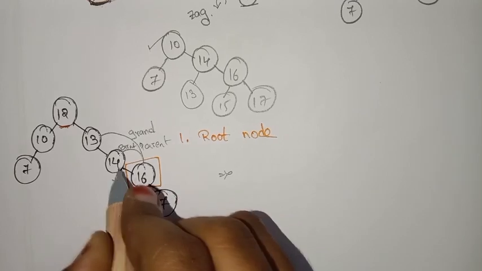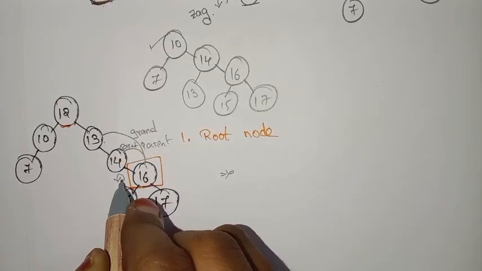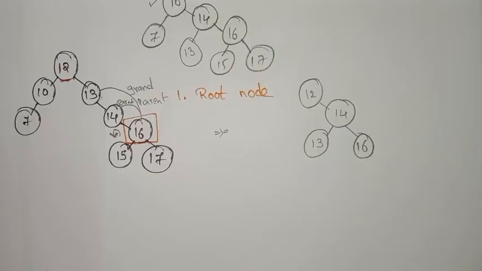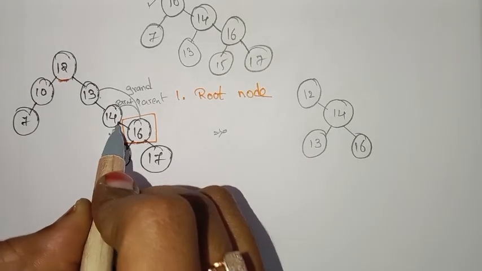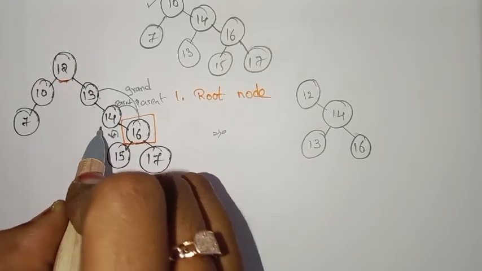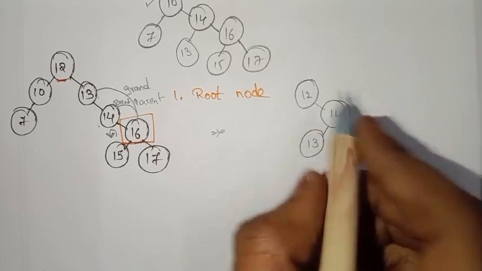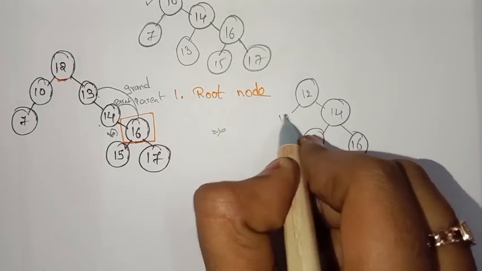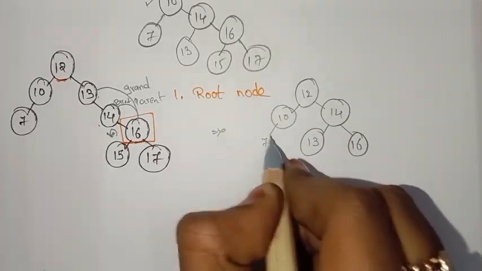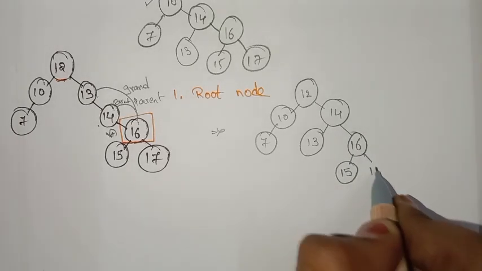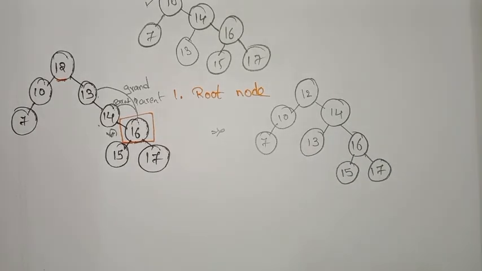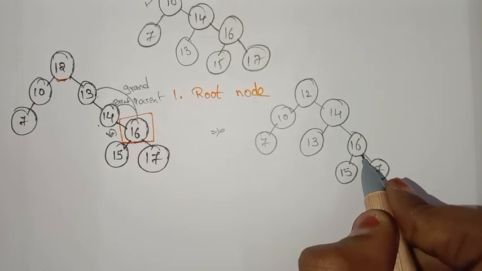If it has a parent and a grandparent, we need to do the rotations here. How do we do the rotation? Here for the parent we make this 13 the child. Then however the tree becomes, 10 and then 7. After that, the same 15 and then 17. Now again what we need to do is make this 16 the root.